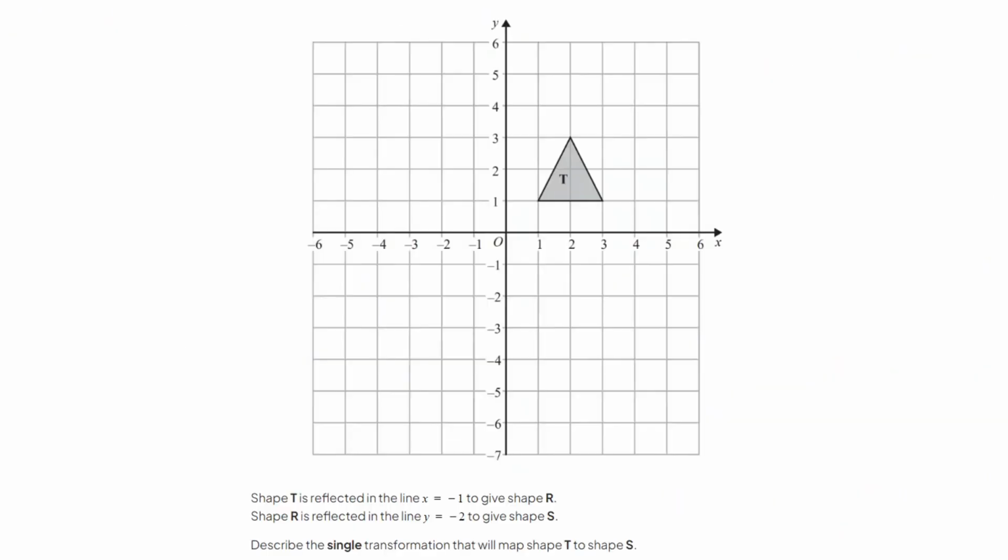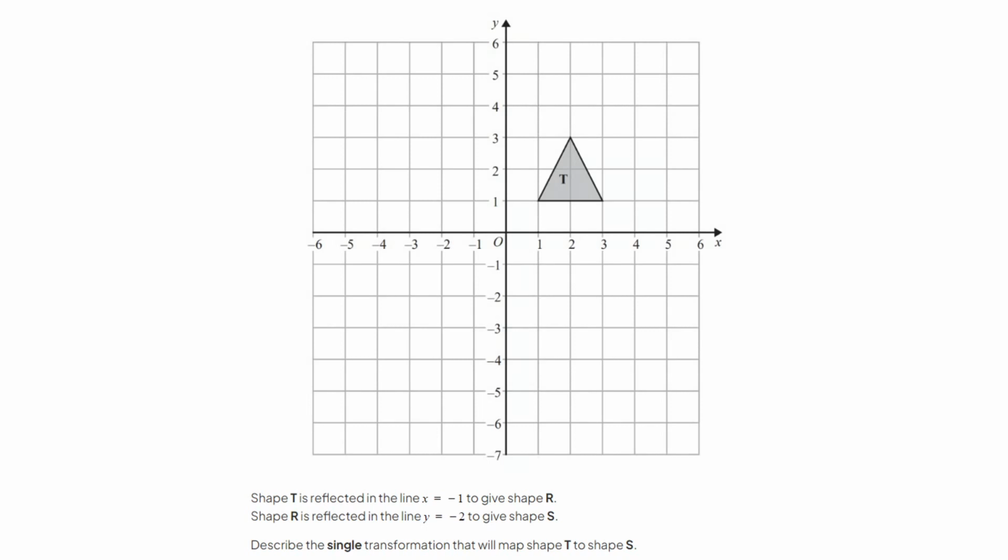So that's just to warm you guys up, to recap the types of transformations that we have learned about. So, what if we're asked to do more than one? Well, we're told shape T is reflected on the line x equals -1 to give shape R. R is reflected on y equals -2 to give shape S. So describe the single transformation that will map T to S. Well, first thing we need to do is carry out these transformations.